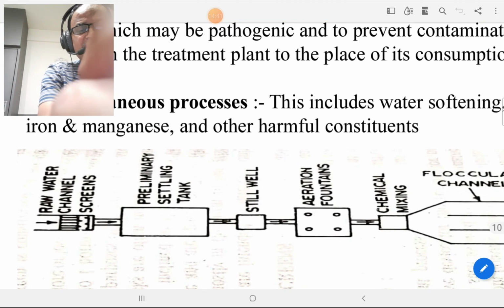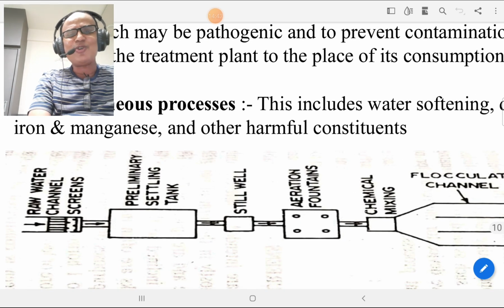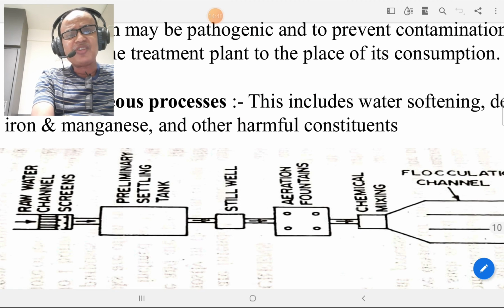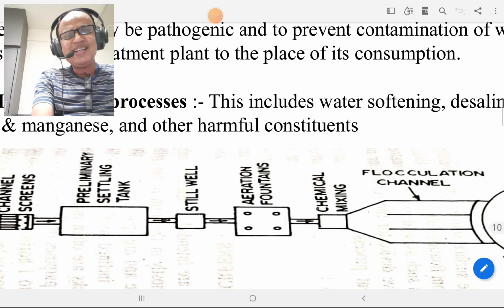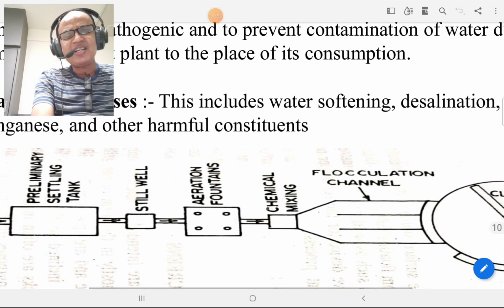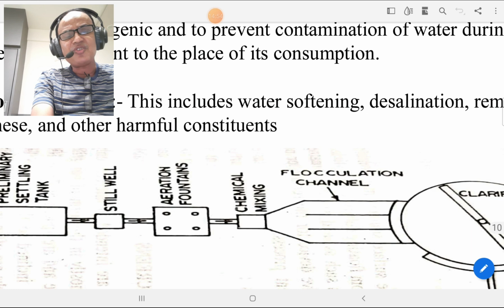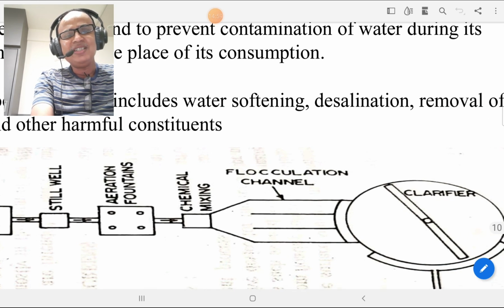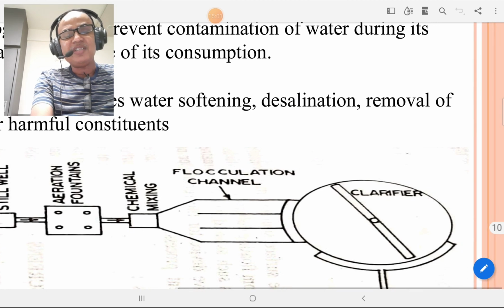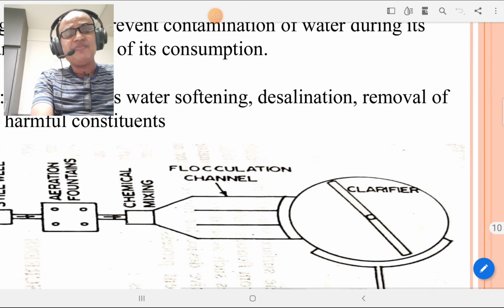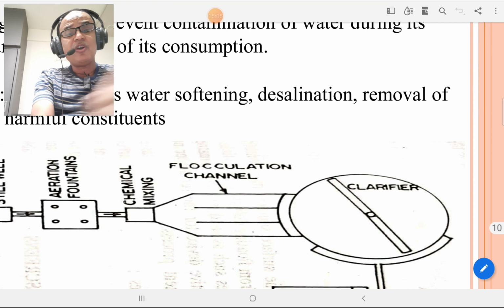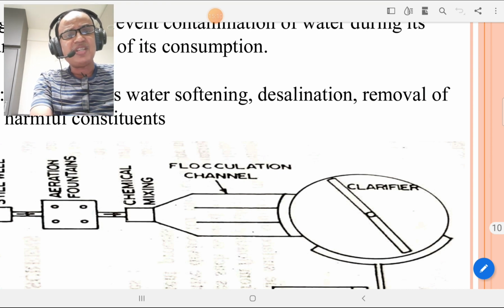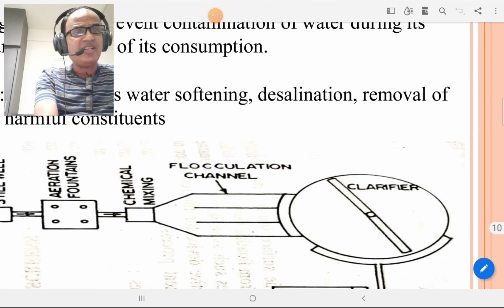Please look at this figure. This figure shows one typical water treatment plant. The raw water is entering into the screening. After screening, there is a preliminary settling tank. After that preliminary settling tank, the water goes into the stilling well. After the stilling well, water goes into the aeration fountain. After that aeration fountain, there is a chemical mixing of water. Then after chemical mixing or mixing with the coagulants or disinfectants, there is a flocculation channel.